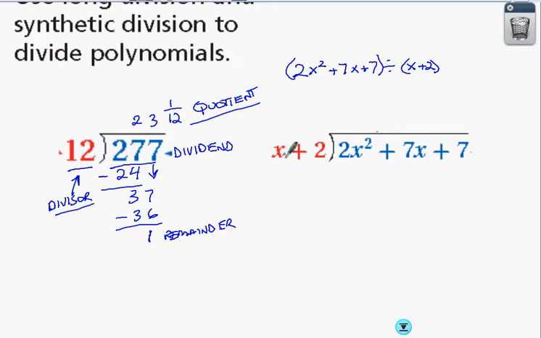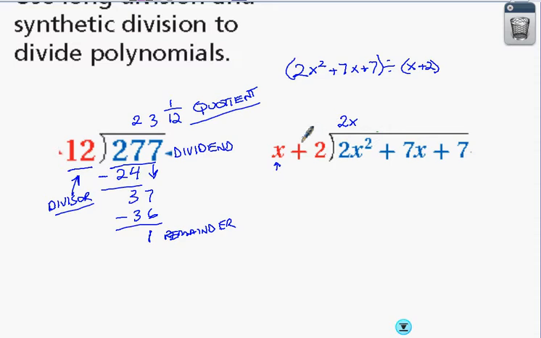And now we're going to perform very much the same type of process that we did using numbers. So we're going to focus on the first term, the x. And the question we're going to ask is, what would I have to multiply this x by in order to get 2x squared? So x times what equals 2x squared? And hopefully the response you would give would be, oh, 2x. So that is going to be the first number we put in our quotient position.